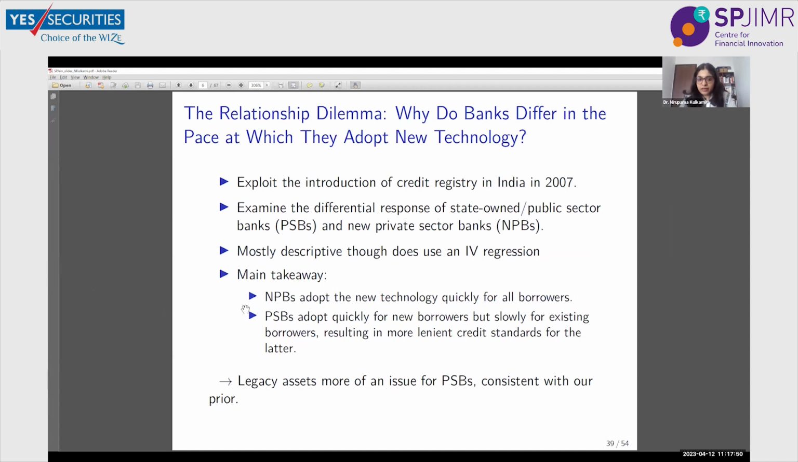The main takeaway here is that the new private sector banks adopt new technology more quickly for all borrowers, whereas public sector banks or state-owned banks adopt this new technology only for newer borrowers, but their legacy borrowers, they're much more lenient towards them. And so the legacy assets are much more of an issue for state-owned banks. And this is almost very consistent with our prior.